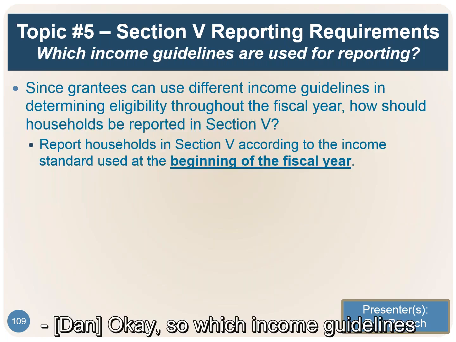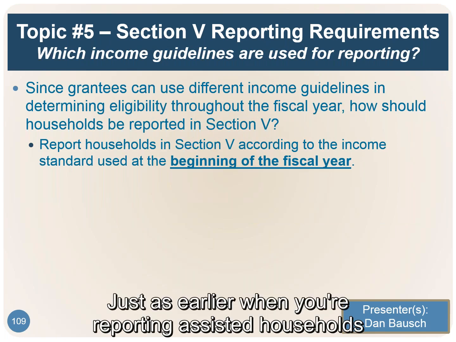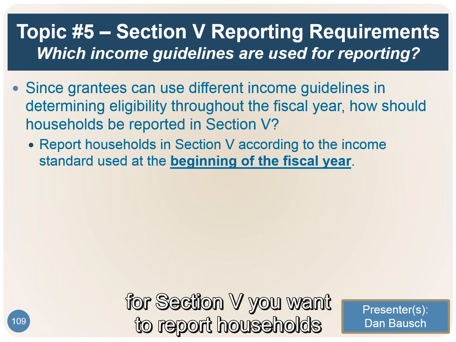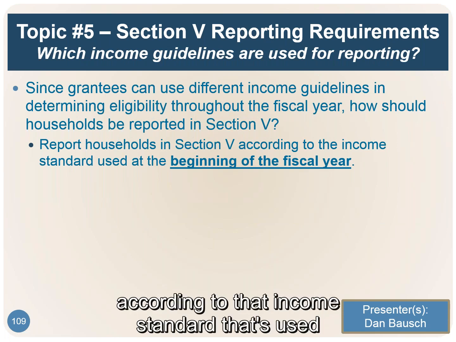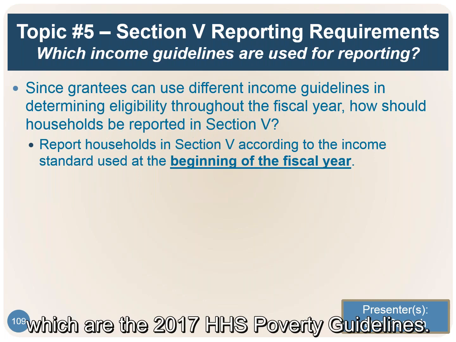Okay, so which income guidelines are used for reporting? Just as earlier when you're reporting assisted households by poverty interval, for Section 5, you want to report households according to that income standard that's used in the beginning of the fiscal year, which are the 2017 HHS poverty guidelines.